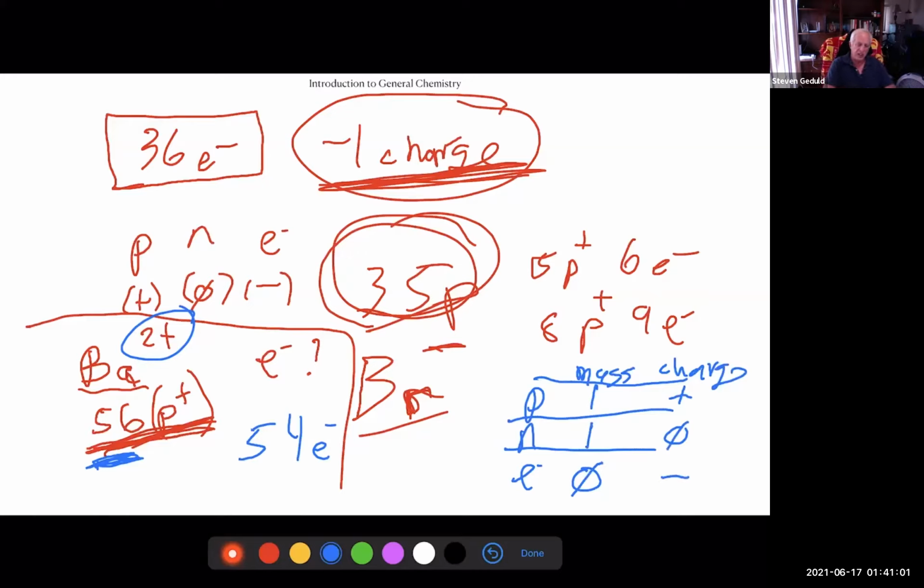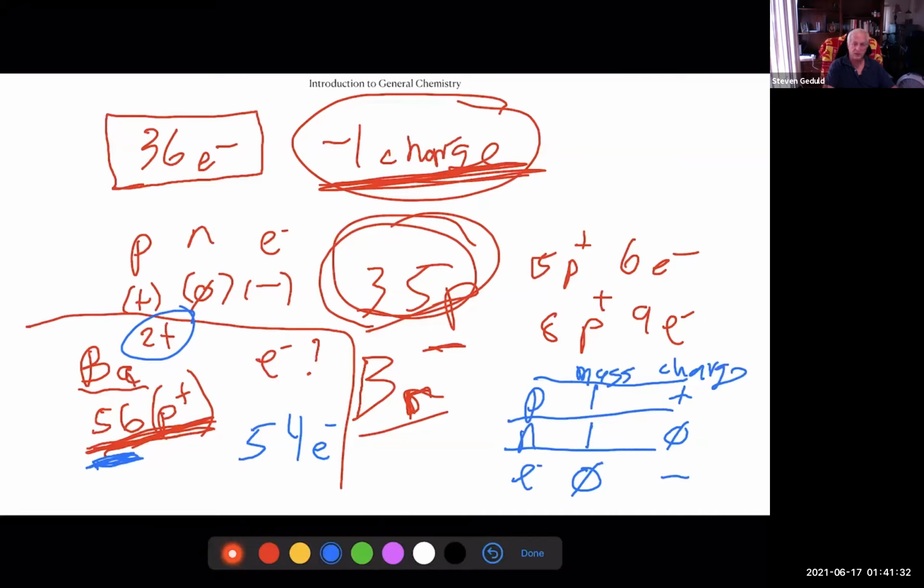So again, looking at that, your protons stay the same. Your neutrons can only change the mass. They can't change the charge. And your electrons can't change the mass. They can only change the charge. So your neutrons change to make your isotopes. Your electrons change to make your ions. Does that make sense? Again, another important question.